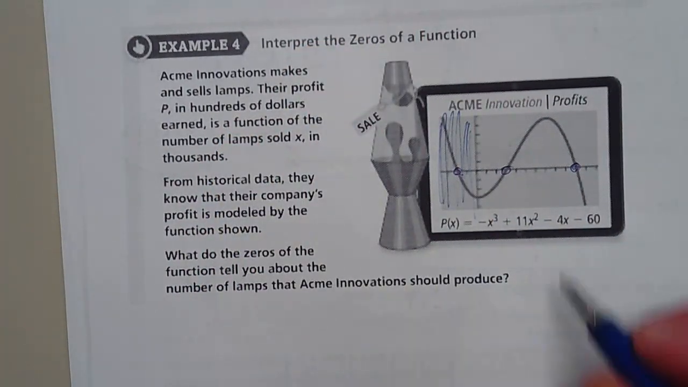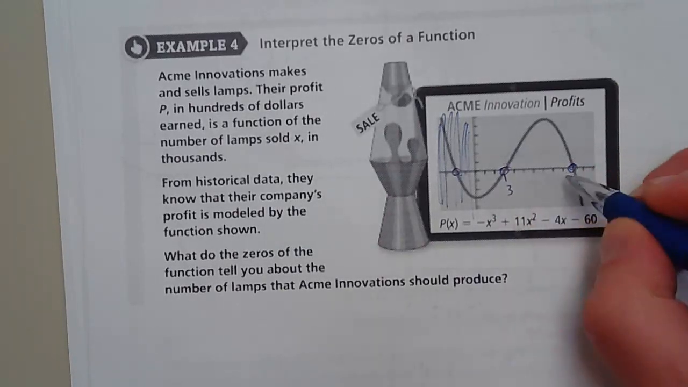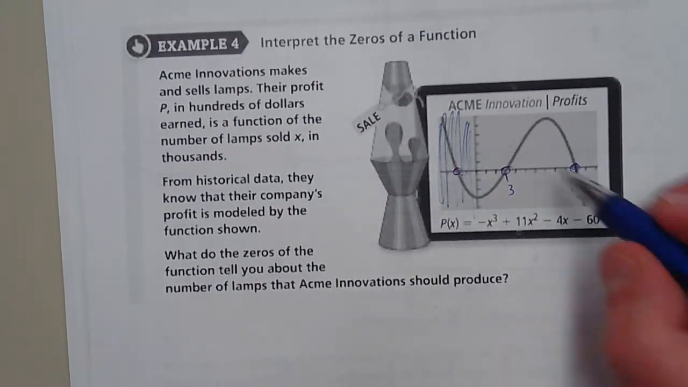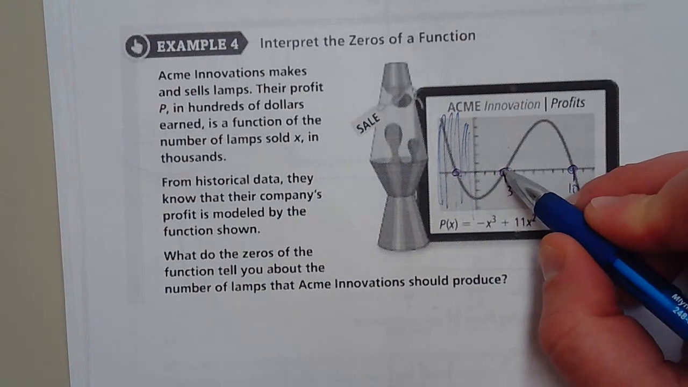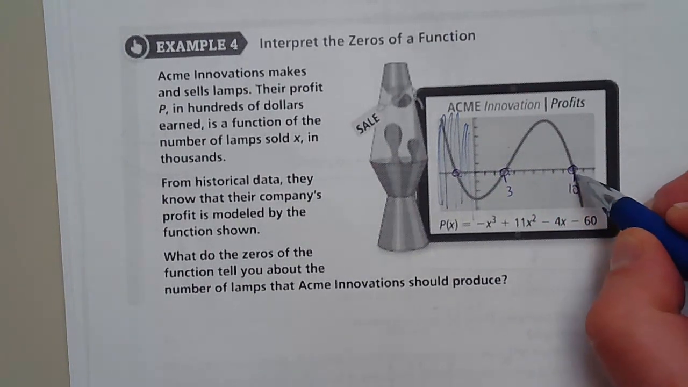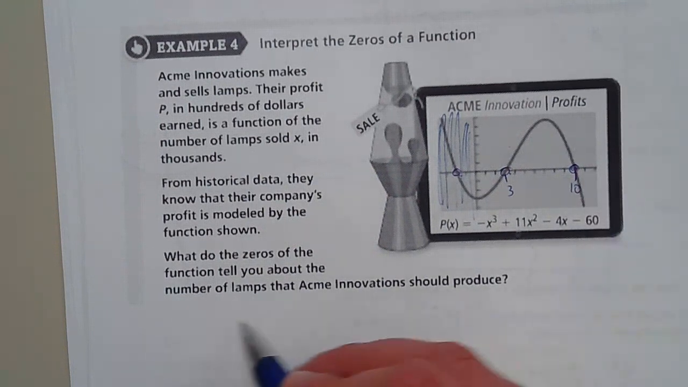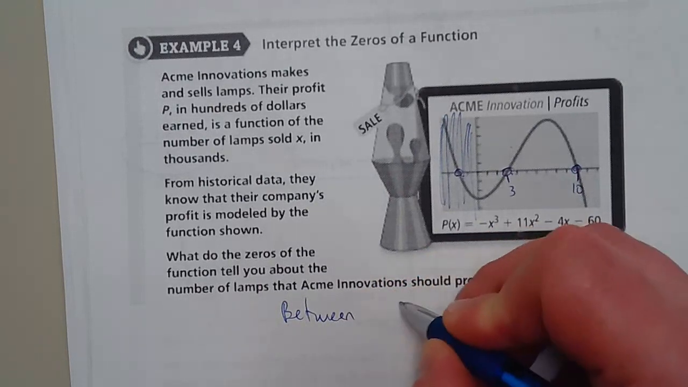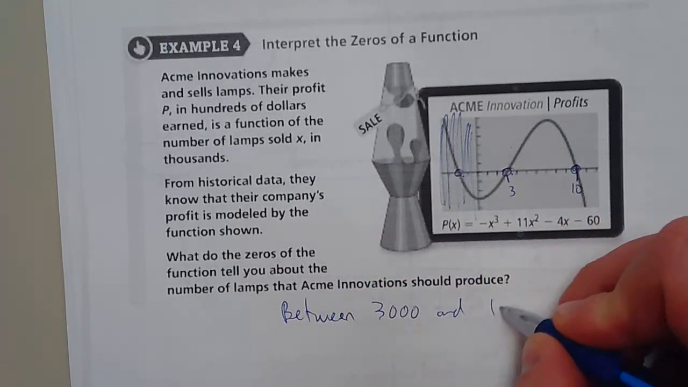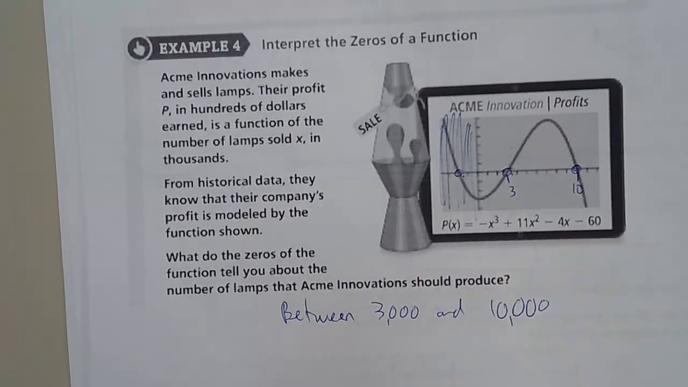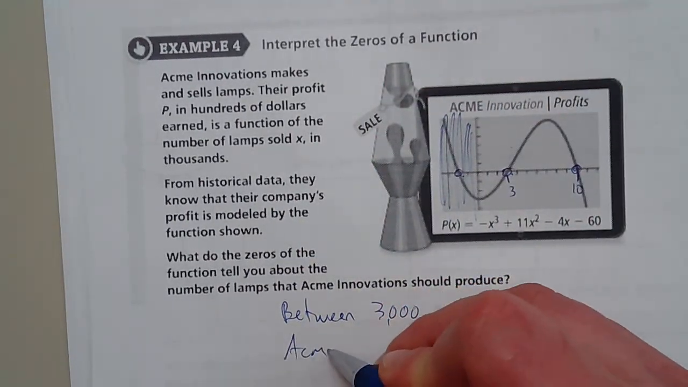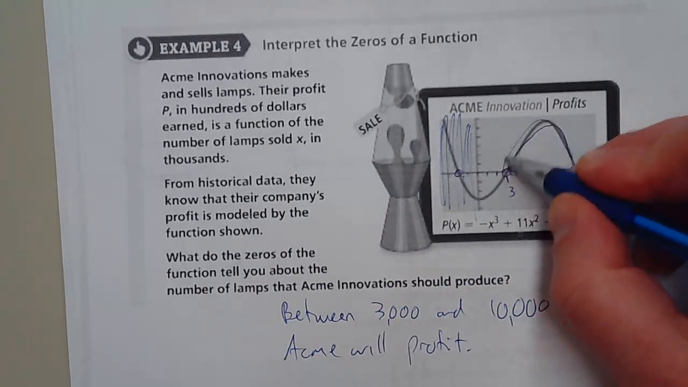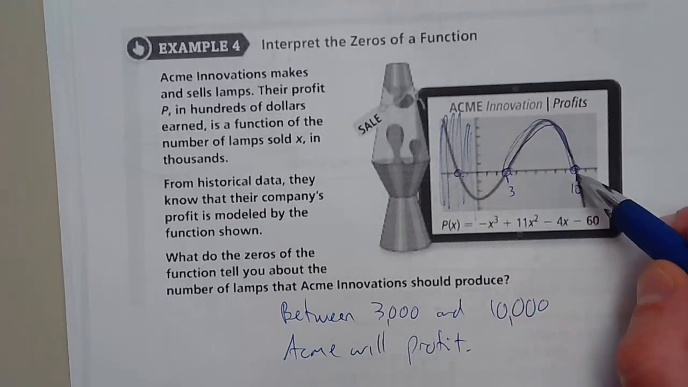Based off this, it looks like it's at about 3, and going 4, 5, 6, 7, 8, 9, 10. And so what happens here is once they hit 3,000 lamps produced, they start making a profit. And then once they hit 10,000, they start losing profit. So what does this tell you about the number of lamps they should produce? If they go between 3,000 and 10,000 lamps, Acme will make a profit. Because that's the only part of the graph where it's in the positive section where they're actually making money. They're losing money here and they're losing money here.